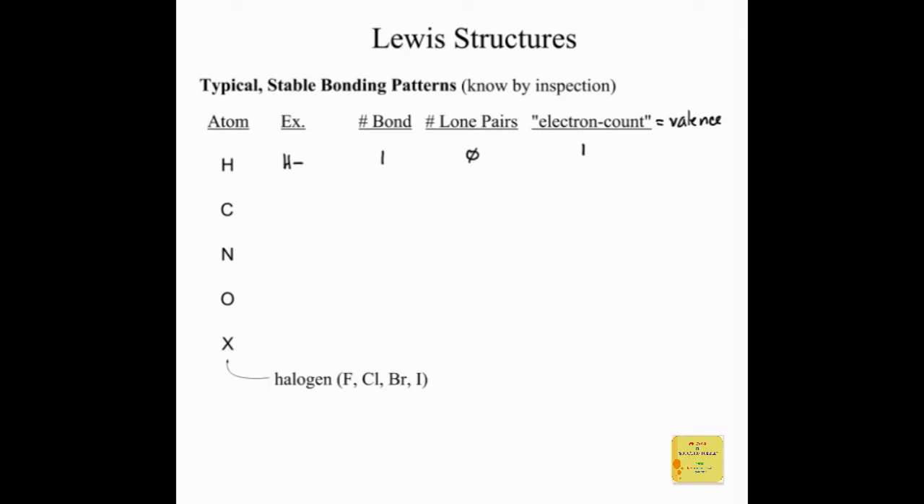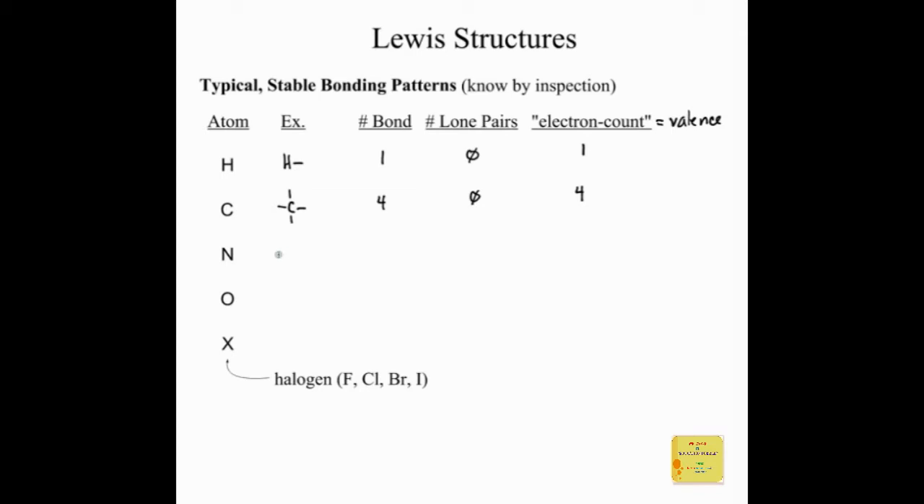How about a carbon? What does a carbon typically look like to be neutral? Well, a neutral carbon will have 4 bonds, maybe 4 single bonds, or combinations of triple bonds or double bonds. But if we have 4 bonds and 0 lone pairs, then the electron count for that carbon will be 1, 2, 3, 4, which equals the valence for that carbon. And so any carbon with 4 bonds we know will be a neutral carbon, just by inspection.